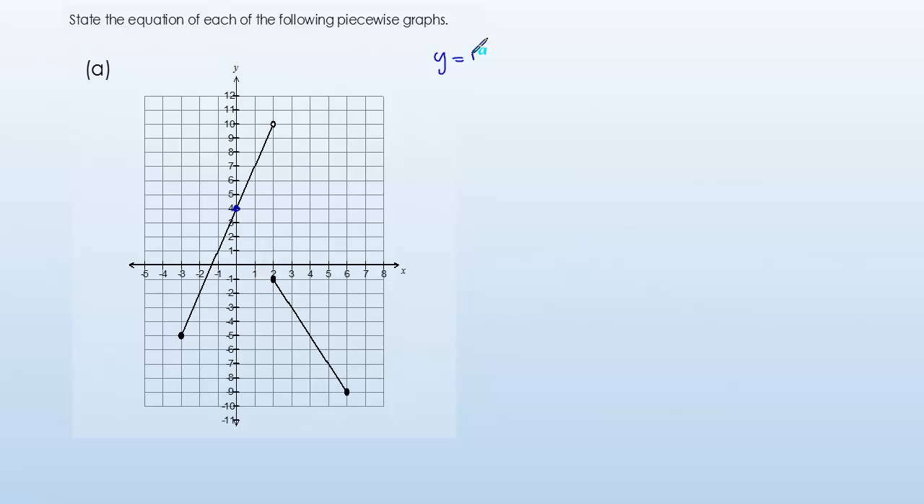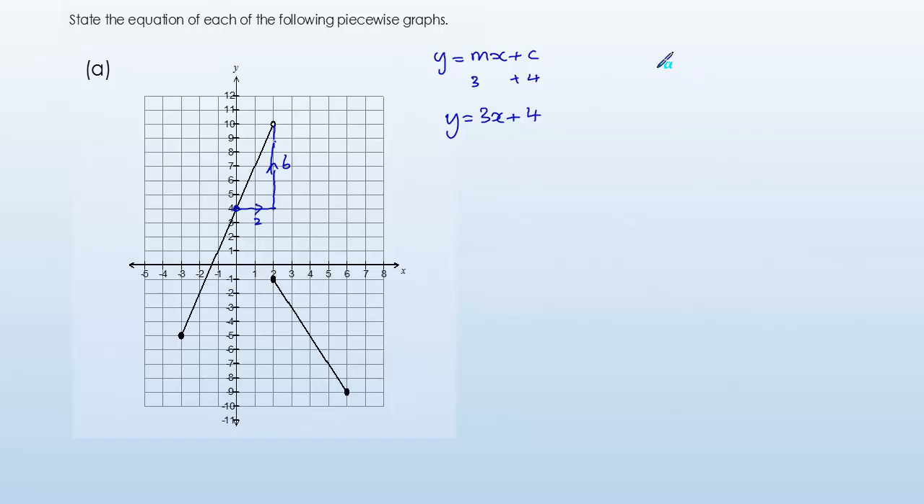So if we think about y equals mx plus c, for this one we've already found that this one is plus 4. So let's look at the gradient. If I go 2 across, I go 1, 2, 3, 4, 5, 6 up. Rise over run, the m is 3. So that one is y equals 3x plus 4.